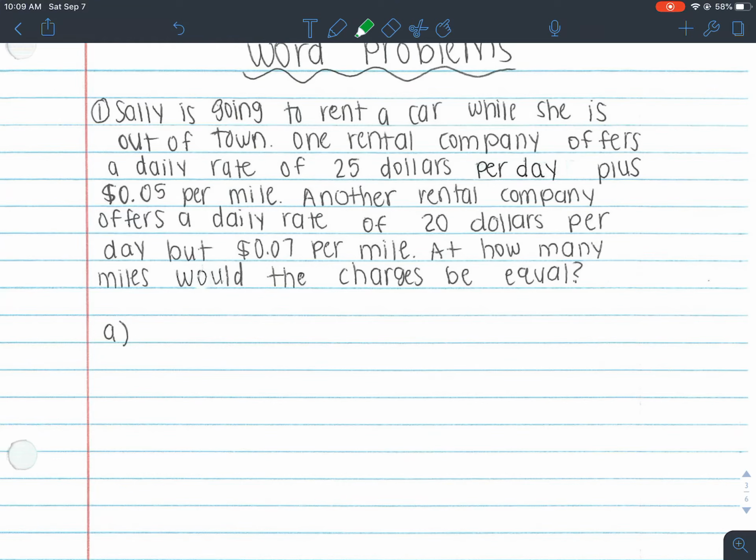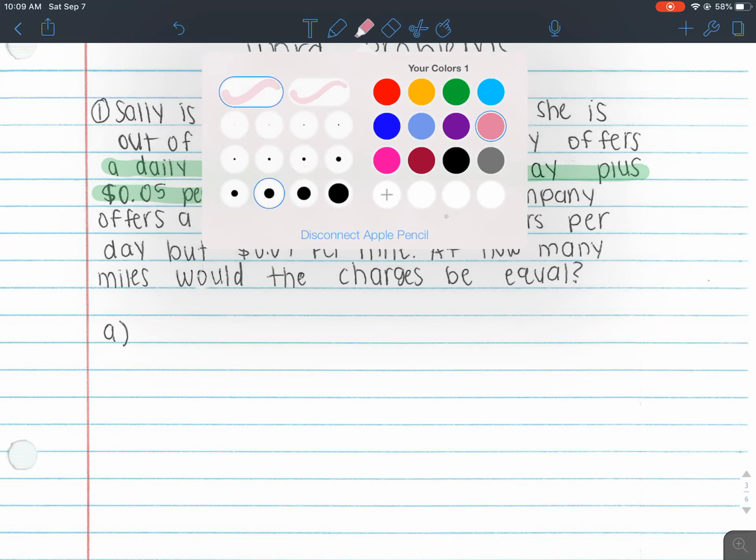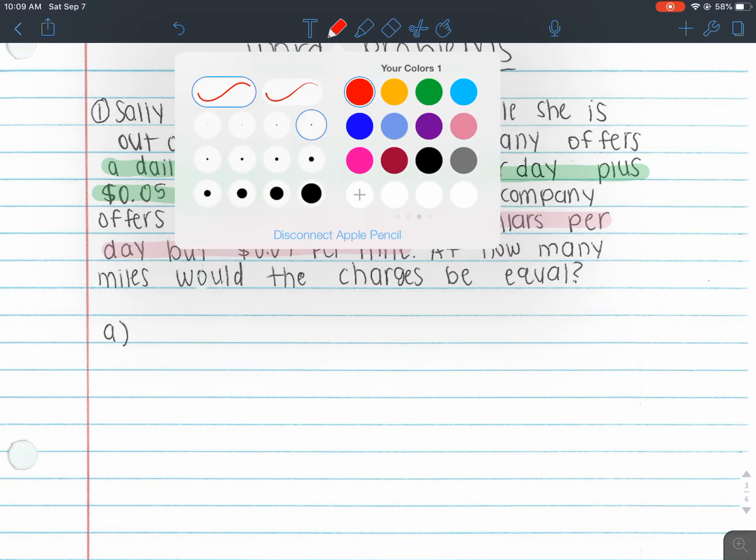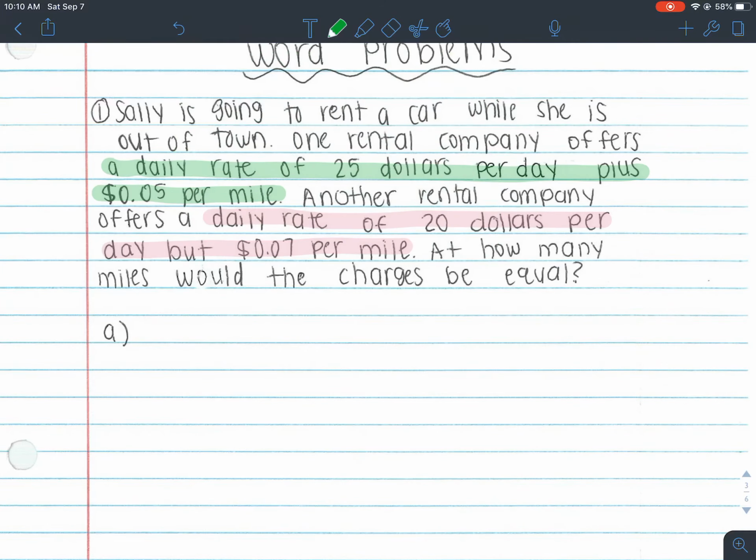Okay, so we were given a lot of information here, so let's go ahead and look at the information that was given. Well, I know that one rental company offers a daily rate of $25 per day plus 5 cents a mile. Okay, so I know that one of the companies does that for me. Another company offers a daily rate of $20 per day and 7 cents per mile. So I'm given 2 companies, and I'm going to go ahead and just say green and pink. So I have a green company and I have a pink company. And I'm only saying green and pink because I used those colors.